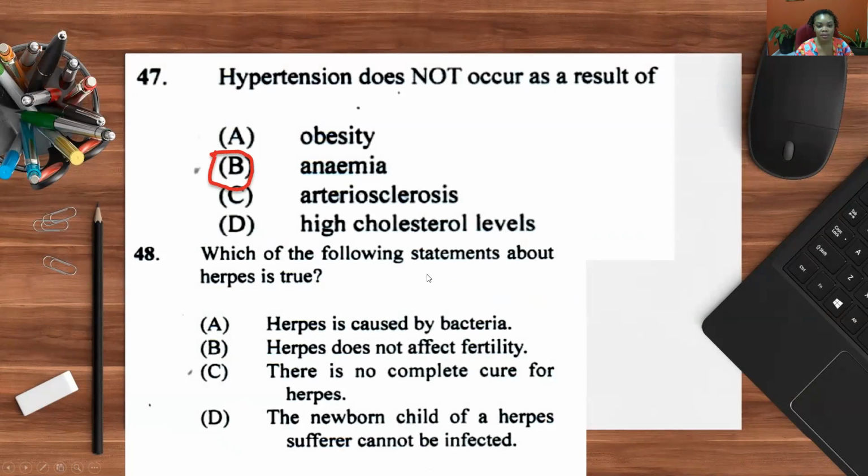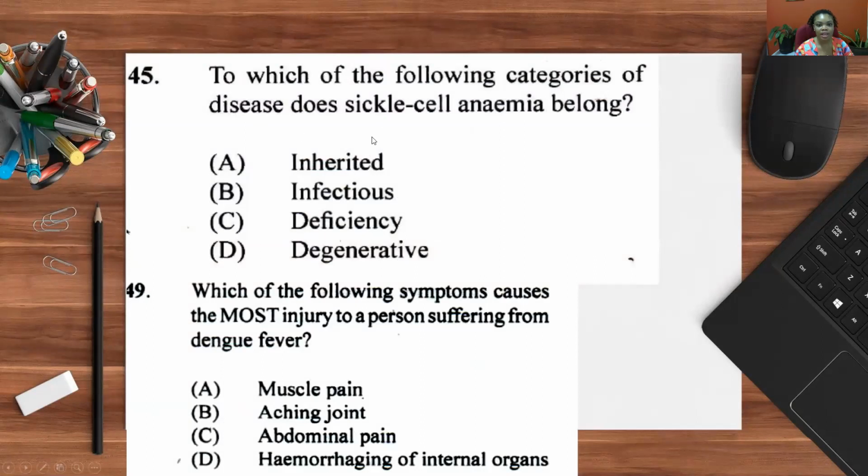Which of the following statements about herpes is true? And notice what the question is asking, which is true. Here they ask you what is not. So always ensure that you circle or highlight those keywords, because they're extremely important in answering the question. So there is no complete cure for herpes. To which of the following categories of disease does sickle cell anemia belong?